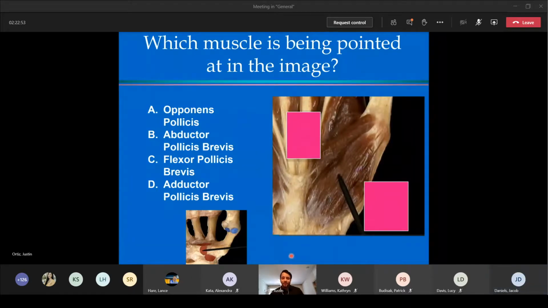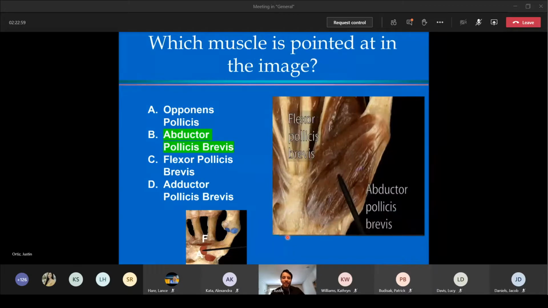Okay, so yeah, which muscle is being pointed at in the image? And it's going to be, yes, B, abductor pollicis brevis. Right here, if you look at this muscle, you think, okay, if I pull this muscle, what's going to happen? It's going to abduct my thumb, right? Over here, if you pull this muscle, it's going to flex your thumb. If you use this one, this is going to be opposition, right?